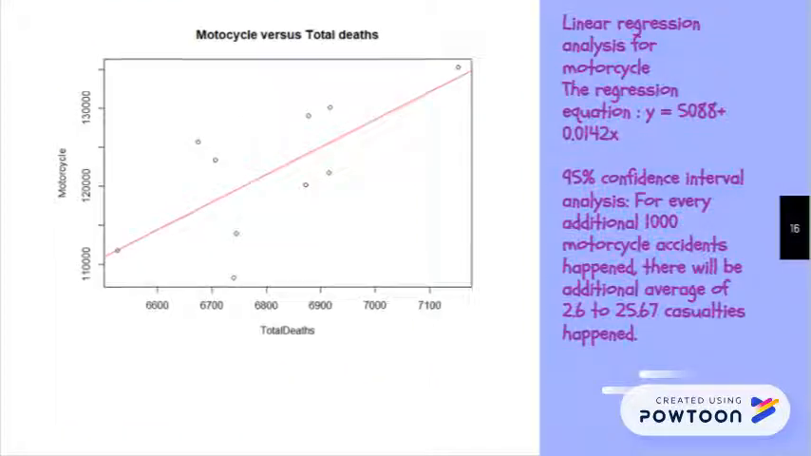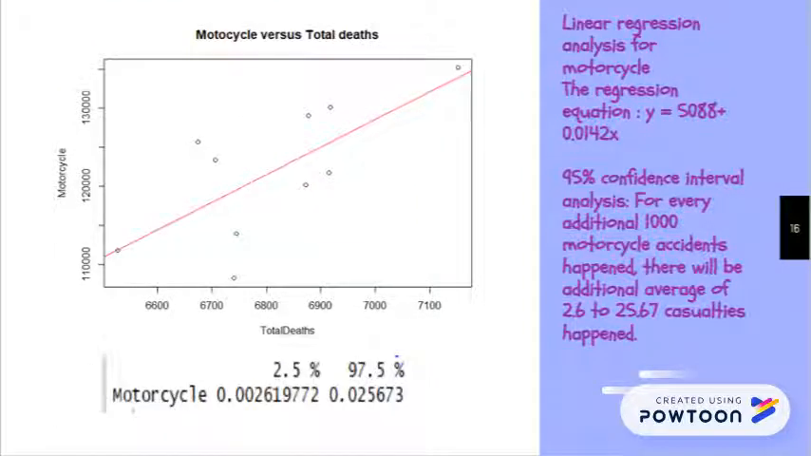The regression equation we obtained here is y equals 5088 plus 0.0142x. The analysis of motorcycle will be continued with a 95% confidence interval analysis. For every additional 1,000 motorcycle accidents that happened, there will be an additional average of 2.6 to 25.67 casualties.